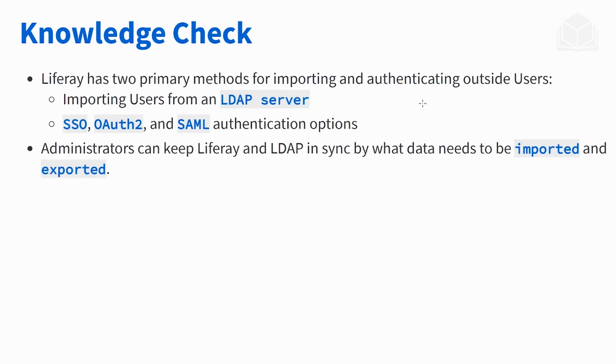The answer is that Liferay has 2 primary methods. The first is LDAP server. If you have an existing LDAP server, you can use that to import your users. And our authentication options are various types of SSO, OAuth 2, and SAML. And then how do you control what is transferred between LDAP and Liferay? Well, you need to go to instance settings in the control panel and specify what to import and what to export.